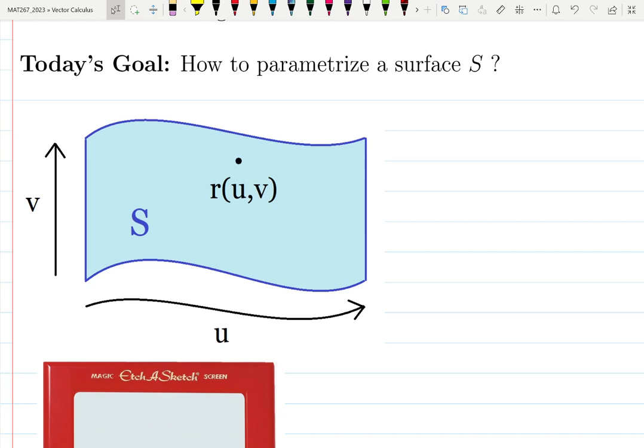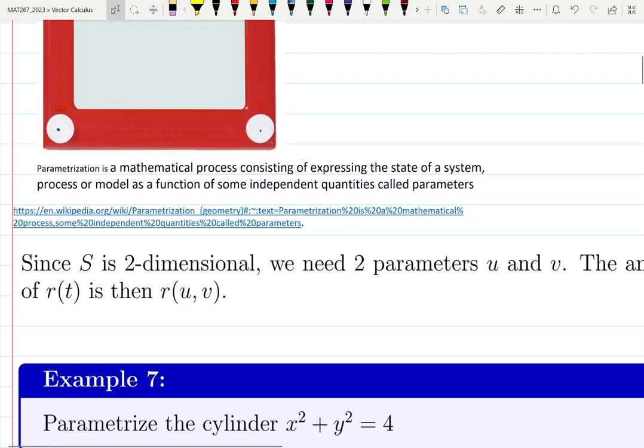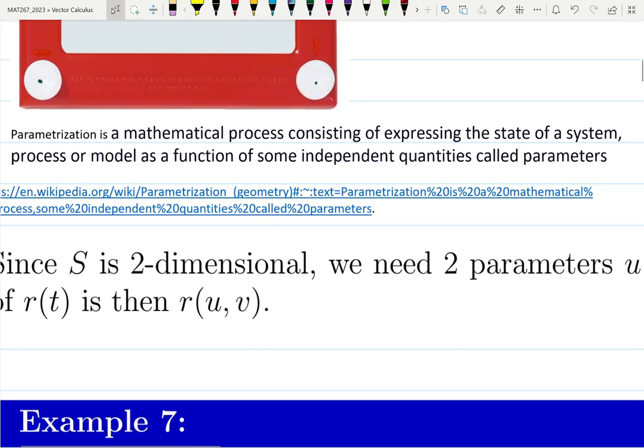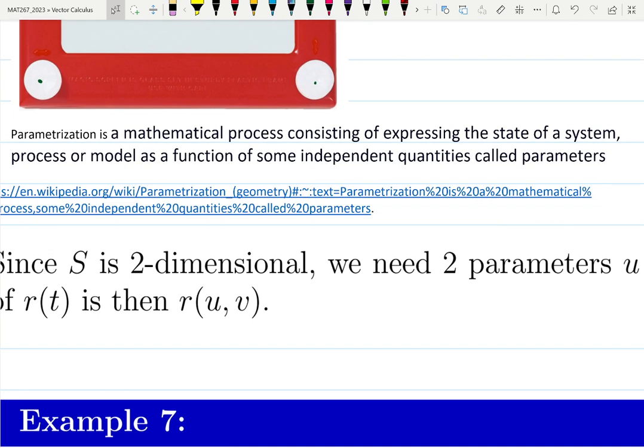I realized I was discussing it with a graduate student, and I told the graduate student, somehow parametrization is hard for students to grasp. What is parametrization even for? You don't have to write this down, but parametrization, I found, is a mathematical process consisting of expressing the state of a system or process or a model as a function of some independent parameter variable.